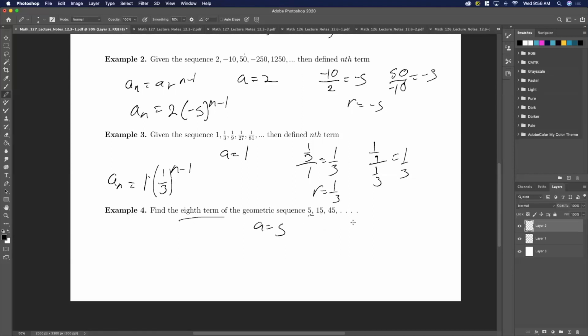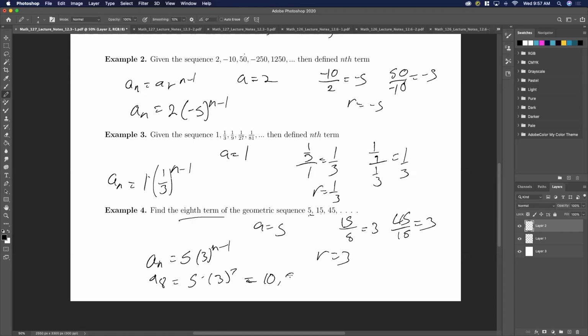So a here is 5. This divided by this, 15 divided by 5, is of course 3. 45 divided by 15 is of course 3, so r here is 3. So here we have a_n is equal to 5 times 3 to the n minus 1. Now if I want to find a_8, it's going to be 5 times 3 to the 7th power. And this, you just crunch through a calculator. I've already pre-crunched it for you guys. It's 10,935.